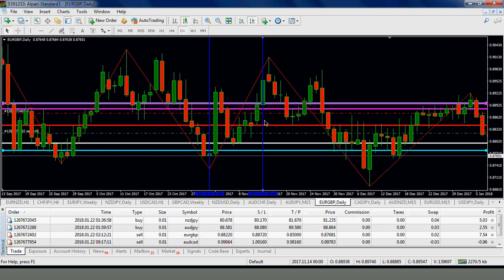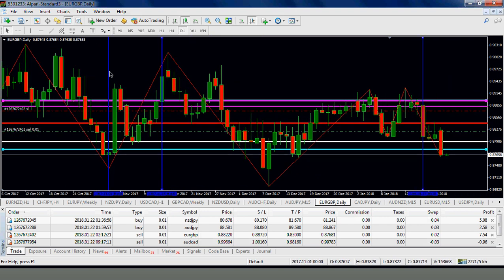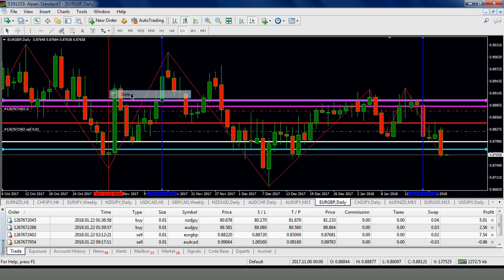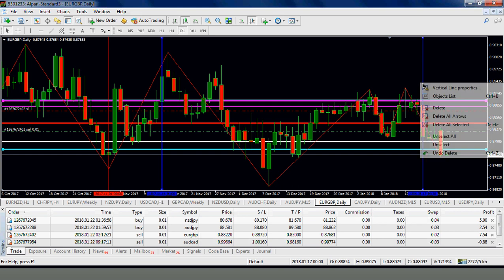I need to show you guys something. Let's go to 4 hour. Let me remove some of these vertical lines. I'm getting confused. Let me remove them so that we can see.